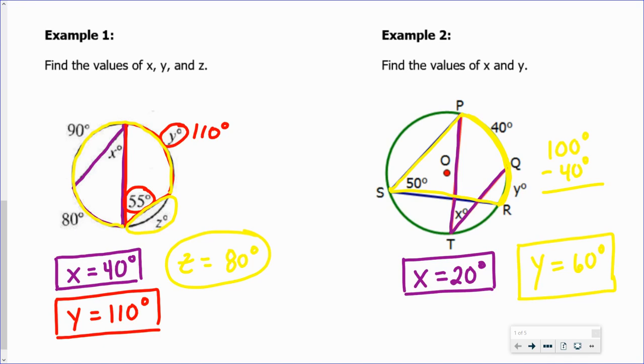Okay, so this is the first video. I'm going to stop this here. In the next video, we're going to look at some corollaries to this theorem, and also a new theorem, and go through a few more examples.